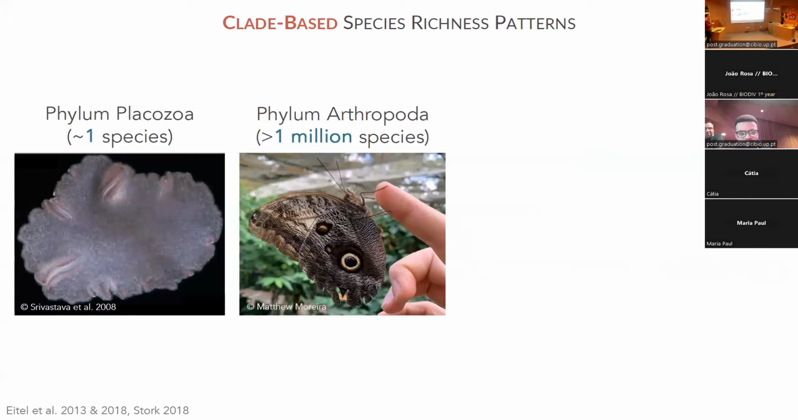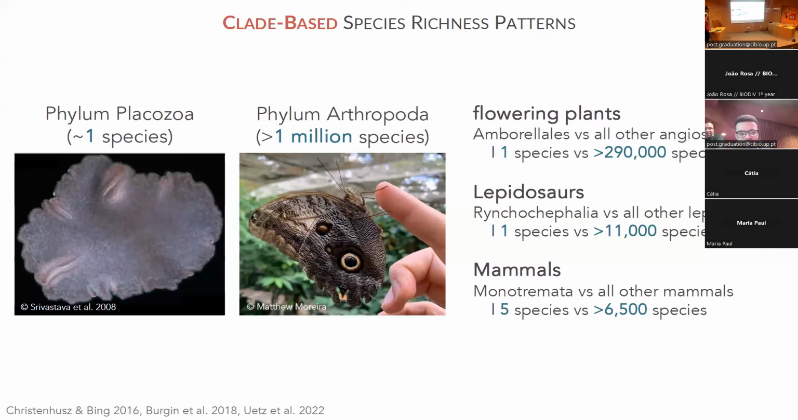There are also the clade-based species richness patterns that describe the discrepancies in species richness among clades in the tree of life. For example, we have the phylum Placozoa, which is monotypic with one species, compared with the phylum Arthropoda with more than 1 million species. This can also be verified in flowering plants, in lepidosaurs, or even in mammals, where we find groups with very few species, or even monotypic, compared to thousands of species in their sister groups.